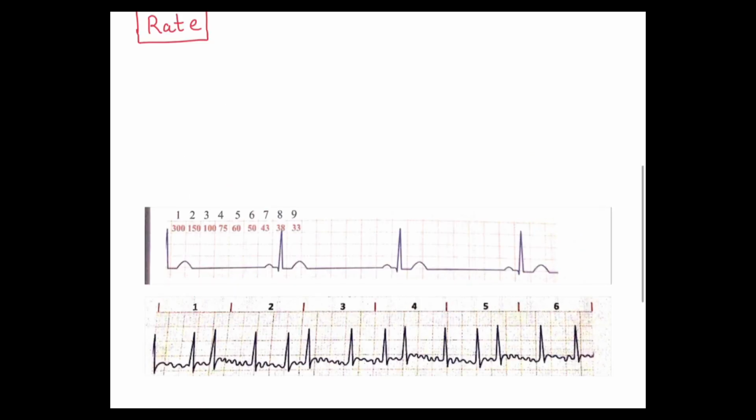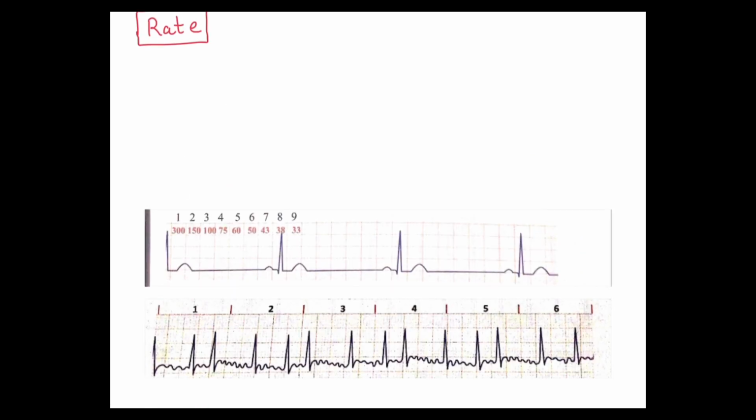So let's practice some rate calculation. We have these two ECGs. Let's look at the first one. We can see that the R peaks are at regular distance from each other. So we can use the first formula, which is 300 divided by the number of big boxes between two R peaks. There are 6 boxes. You can calculate it by pausing the video. If you calculate it, it is almost 50. So we will get a heart rate of 50 from that.